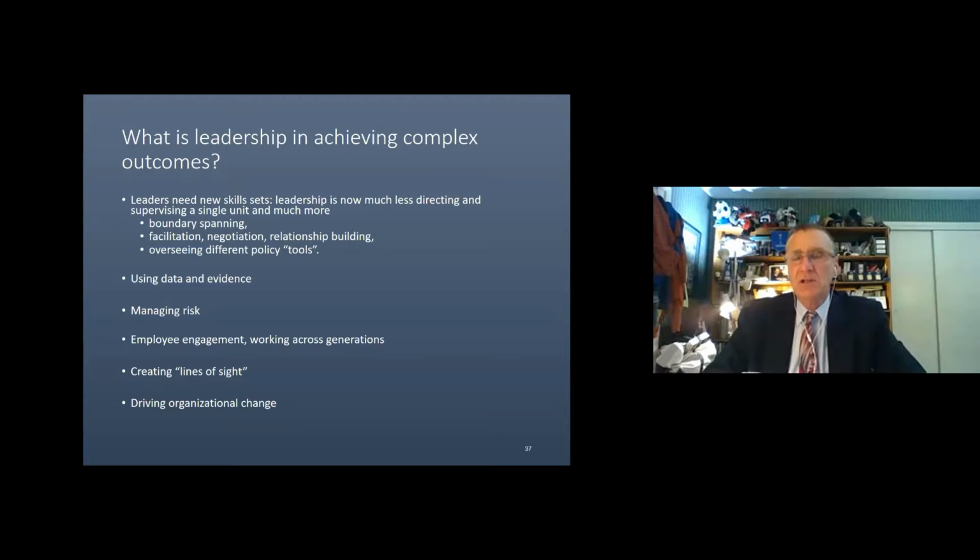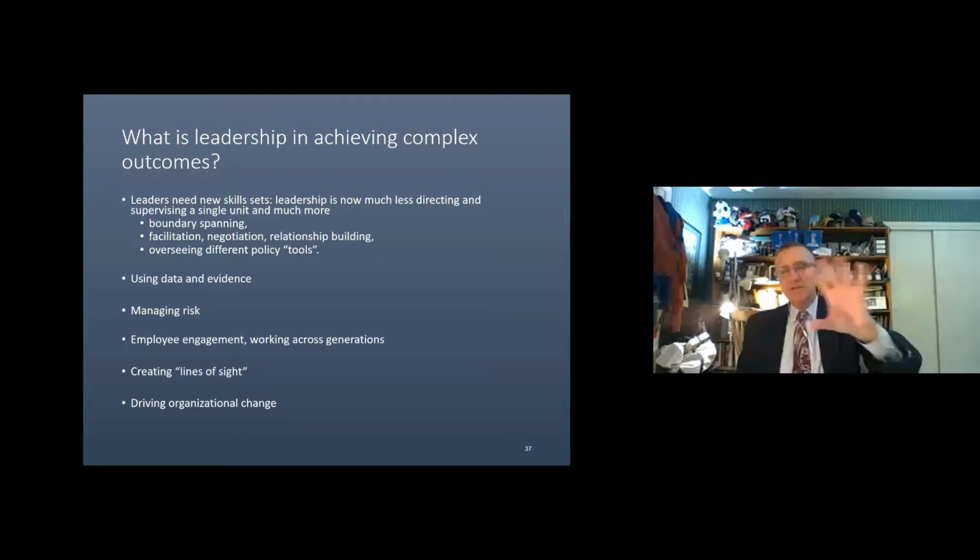Far more challenging is getting people who don't work for you to do something for you. That's where those skills of facilitation and negotiation and relationship building come in. You're trying to convince people who are already fully occupied with their time, let's work together on a common problem. It happens successfully all the time, but it's just a different set of skills. That's the point that I wanted to leave you with.